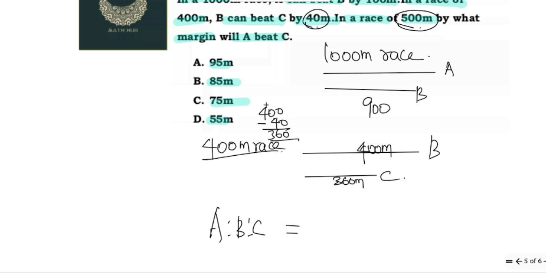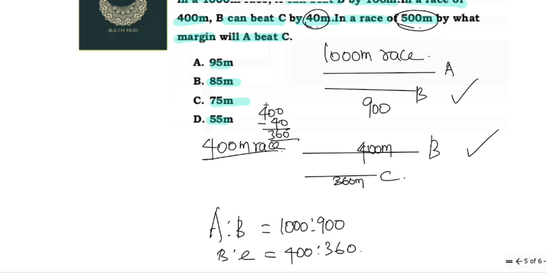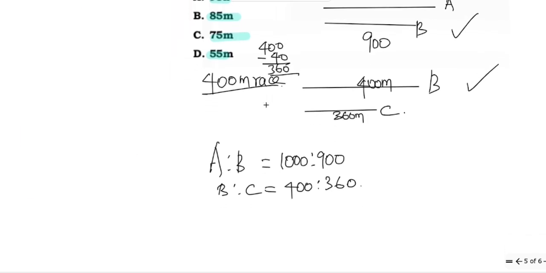So actually, we'll consider A to B first, then only we can find the LCM between them and find the common value for B because B is there in both the races. So A is to B is actually 1,000 is to 900 and not only that, B is to C is actually 400 is to 360. We'll try to simplify our B is to C. So if we divide by 4, this gives us 100. In the same way, dividing by 4, this gives us 90.